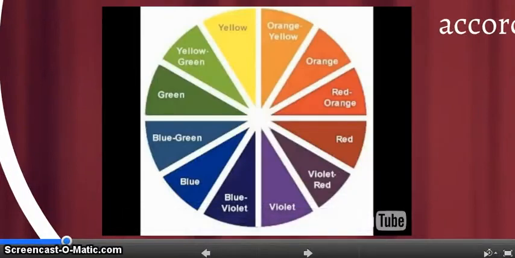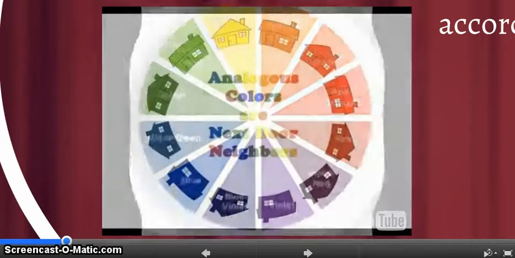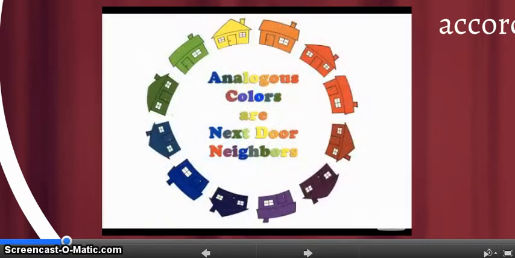3 primary colors, the 3 secondary colors, and the 6 tertiary colors. The analogous colors are what we call the next door neighbor colors. If you choose any color on the color wheel, the analogous colors for that color would be the 2 colors on either side of it. So if you take any house in this circle, maybe yellow, the next door neighbor colors would be the yellow-green house and the yellow-orange house. Those are yellow's analogous colors.